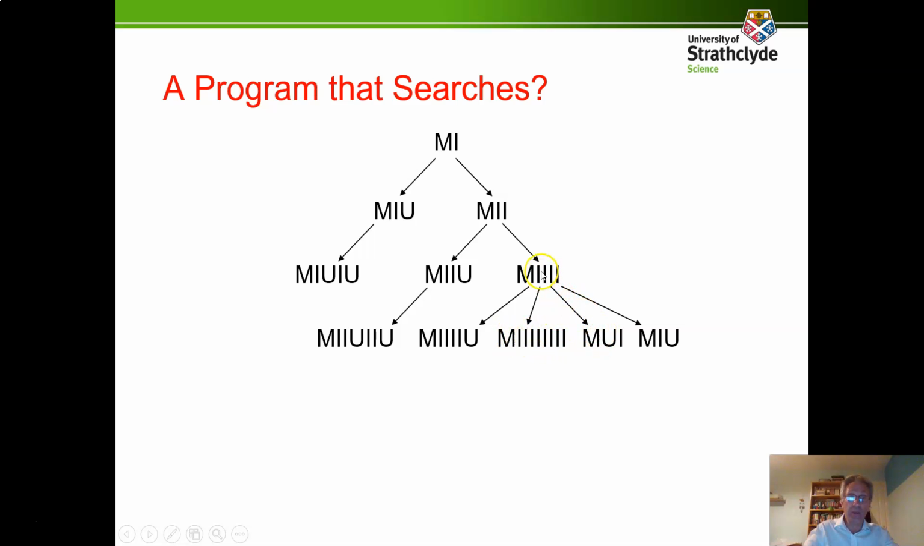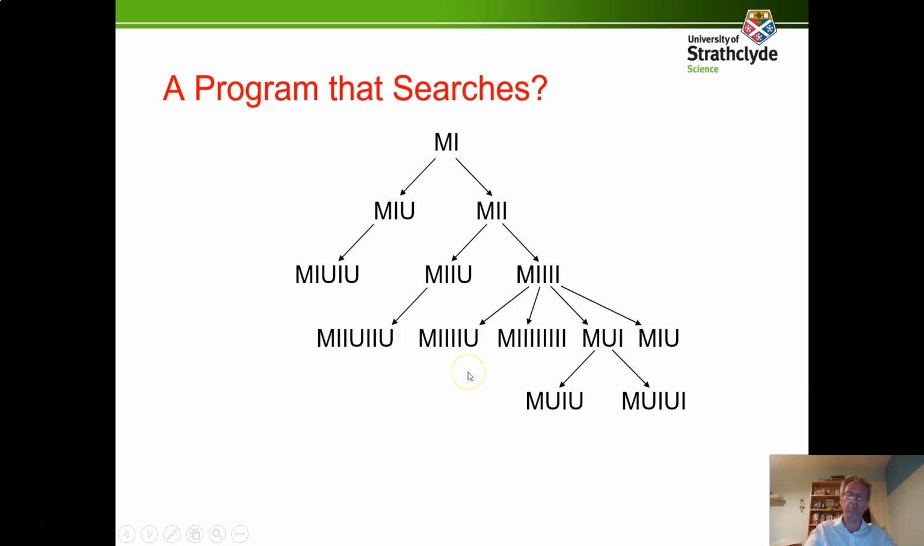Or you can turn 3 I's into a U here. So those first 3 I's, they can turn into a U. Or the last 3 I's, they can turn into a U. So all of these are new theorems derived from M with 4 I's. And you can then keep searching. You might pick this one next to expand. You can add a U to it, or you can double it. And you could keep searching like this.